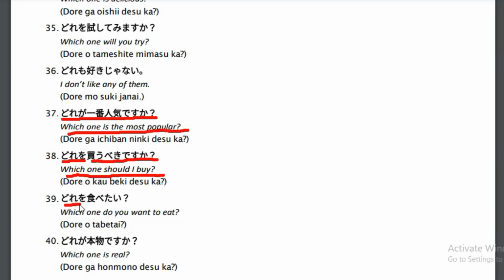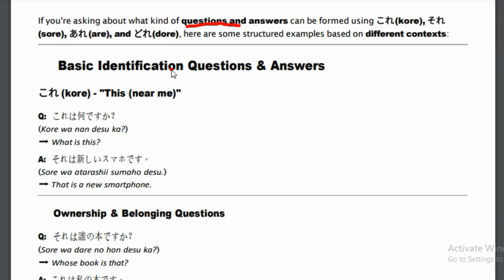The next is dore o tabetai, which one do you want to eat? The next is dore ga honmono desu ka, which one is real? So now let's see some questions and answers.